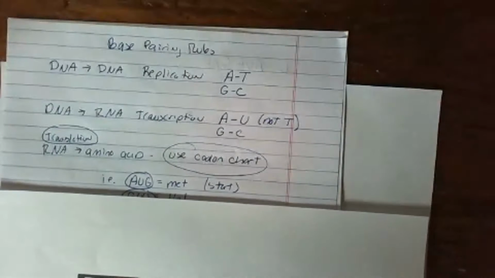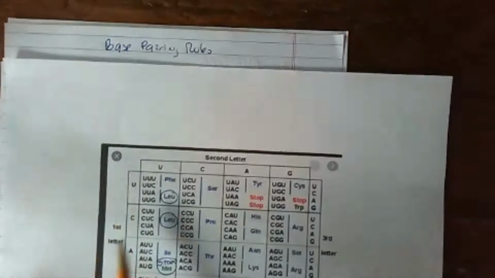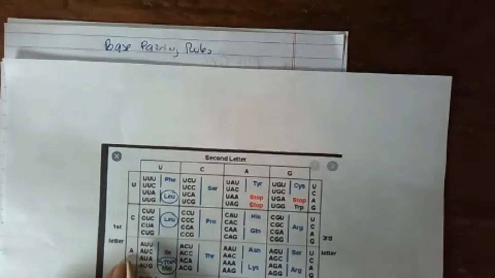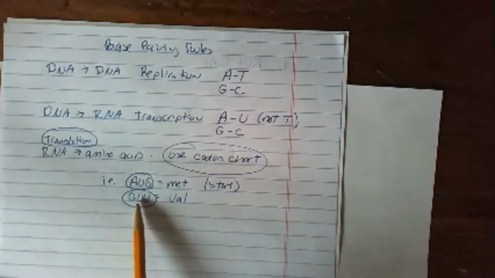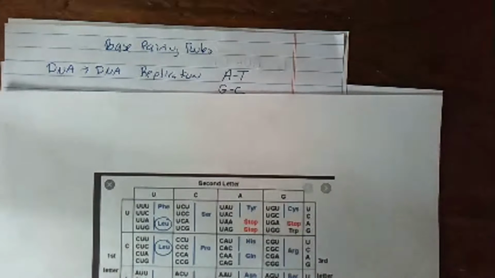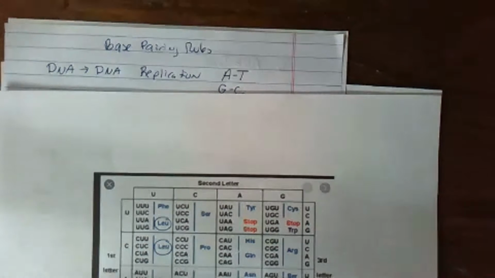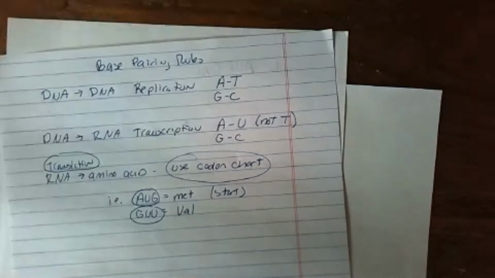For example, let's say that my triplet is AUG. I go and use the codon chart. I look for the first letter, there's A. Look for the second letter, there's U. So now I have A and U. And then I look for the third letter, G, AUG, and that's going to code for the amino acid methionine, which is also the start codon. If we look at another one, GUU, we look for G, our first letter, U, our second letter, and then our third letter, U. GUU is going to code for VAL, valine. So our answer to that one, GUU, codes for valine. That's how we use the codon chart.